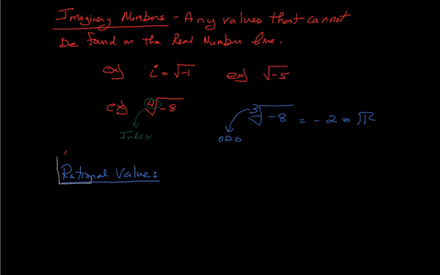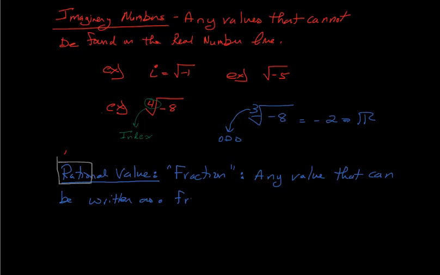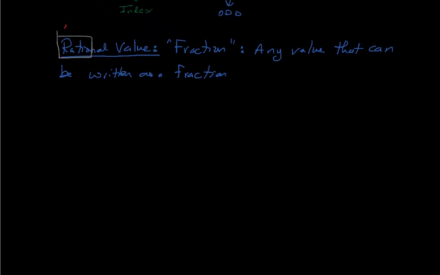The root word of the term rational is in fact ratio. And when I think of a ratio, I think of a fraction. And this is a very generalized way to define this, but a rational value is any value that can be written as a fraction. So any value that can be written as a fraction. So let's go through and give some examples.